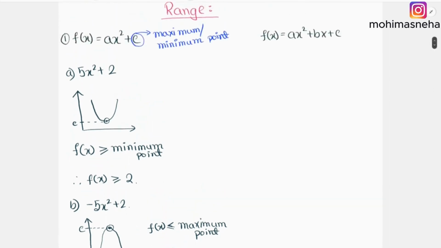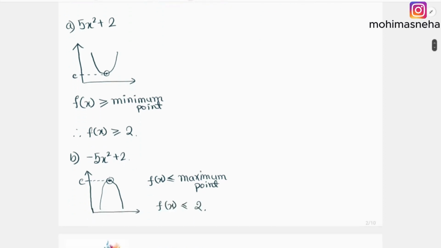But if you have this kind of equations in your exam paper, then you have to do completing the square first and then find out the coordinate of that maximum and minimum point. The overall process is the same. For smiley graph, you still are going to use the greater than or equal to. For sad graph, you're still going to use the less than or equal to. But for this kind of equations, you could easily find the y coordinate of the maximum and minimum point directly from the equation.